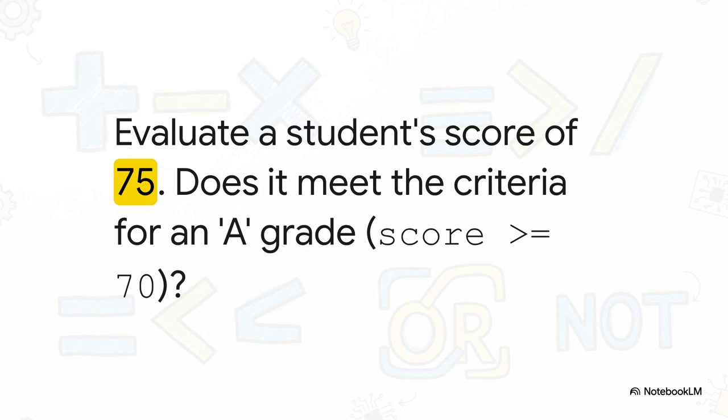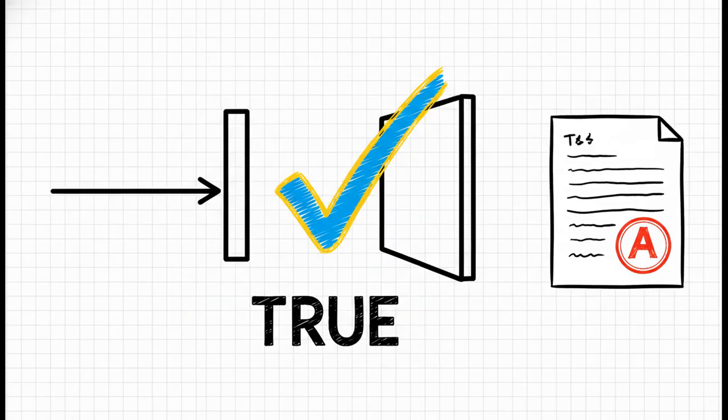And for our last story, we're going to do something a little different. This isn't just about calculating. This is about making a decision. We're using a relational operator, greater than or equal to, to ask the computer a question. Does this score qualify for an A? And since 75 is in fact greater than or equal to 70, the logical answer is true, and the program makes the right call. That right there is the very essence of how automated decisions are made.